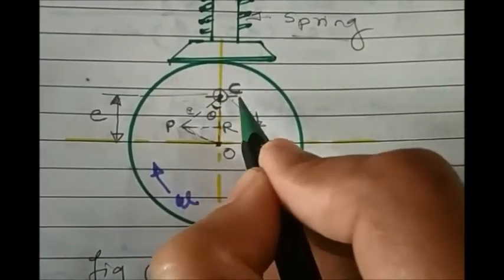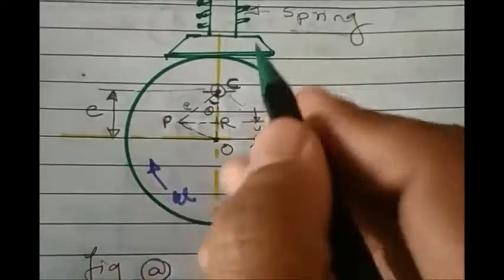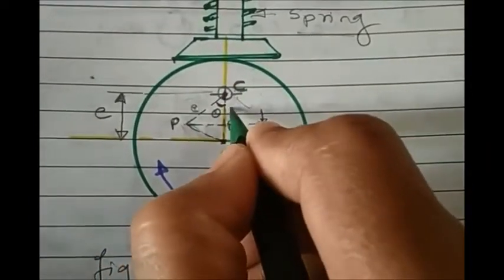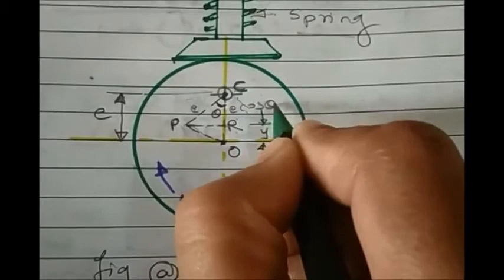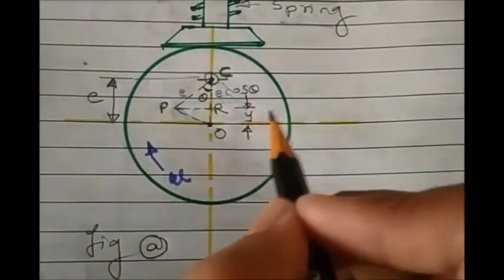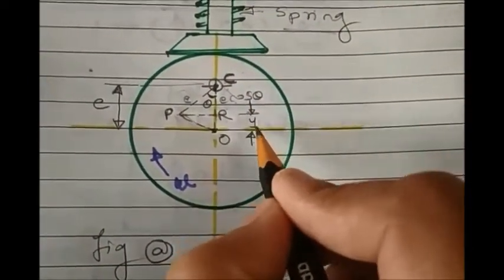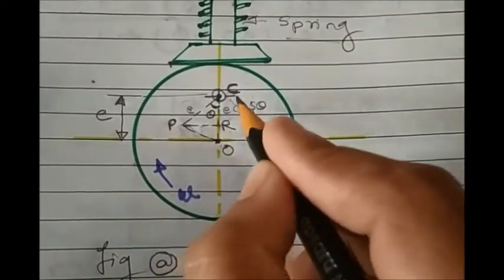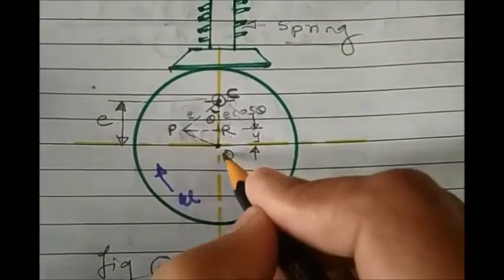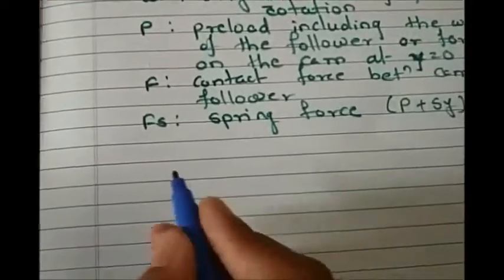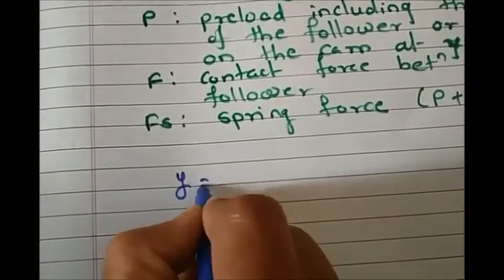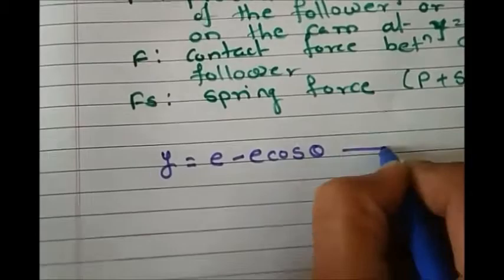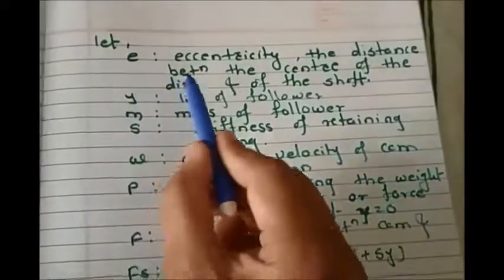So in this triangle CPR, the CR is equal to E cos theta. In this way we are able to calculate y. Y is equal to CO minus CR, that means E minus E cos theta. So let's write that equation: y is equal to E minus E cos theta, and let us say this is equation 1.